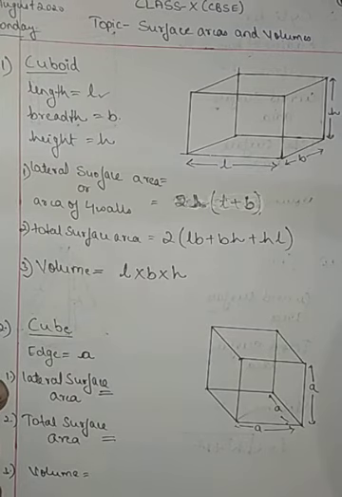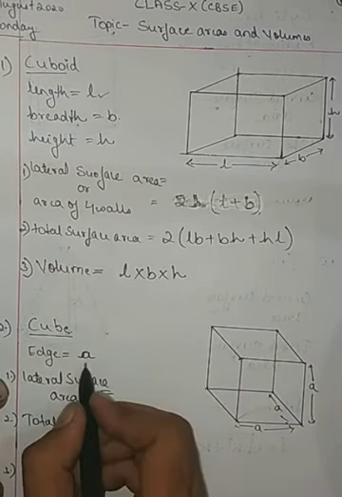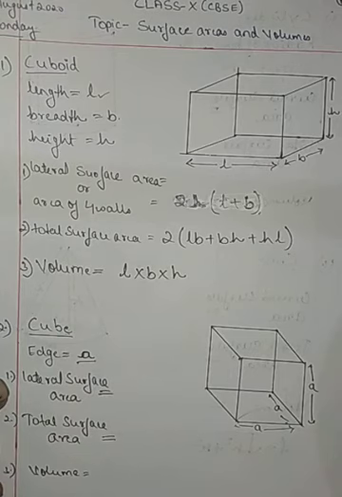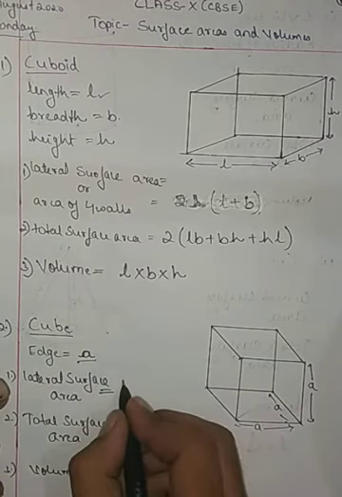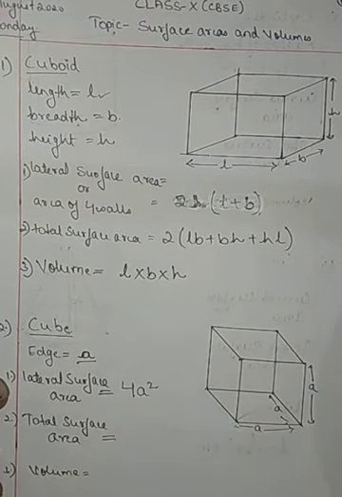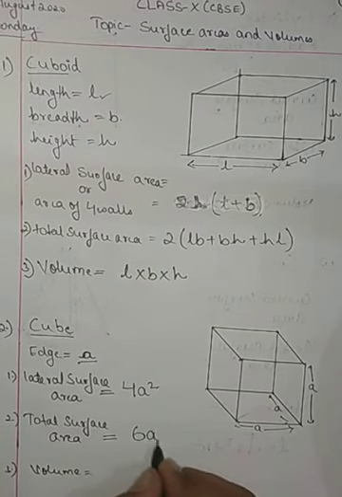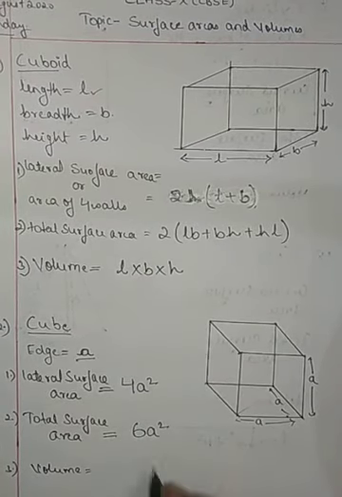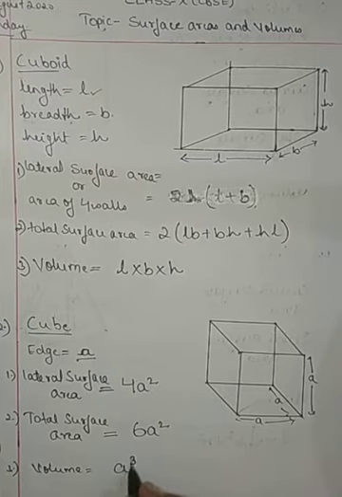The next figure that we have is cube. Cube whose edge is A. Lateral surface area, means area of four walls, is given by 4A square. Total surface area you already know, 6A square, and volume is given by A cube.